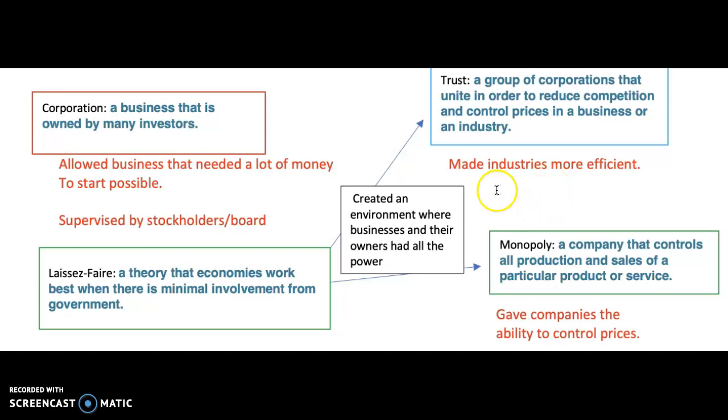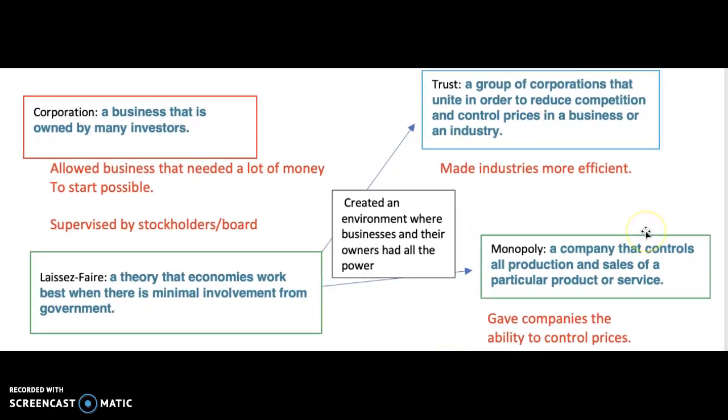Then as you were reading about trusts, you found out that it made industries more efficient, and that it helped reduce competition. And then you read about monopolies and realized it gave companies the ability to control prices. Hopefully you've started to see the interconnections between this. If there is a trust, it pretty much guarantees that it's going to create a monopoly or vice versa. So these are very interconnected.